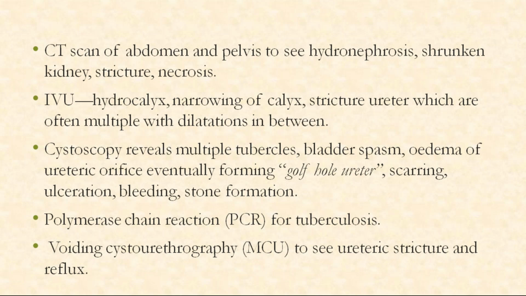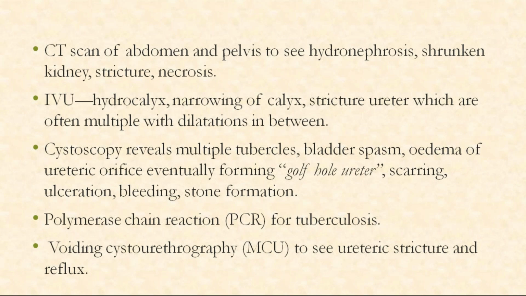Next is the cystoscopy. Multiple tubercles are present in the bladder wall, in the mucosa of the bladder. So the bladder goes into a stage of spasm, and there is edema of the ureteric orifice. When you examine through the cystoscope, you can see multiple tubercles present in the trigone or bladder mucosa, and the bladder is contracted and edema is seen on the ureteric orifices. This is called golf hole ureter.